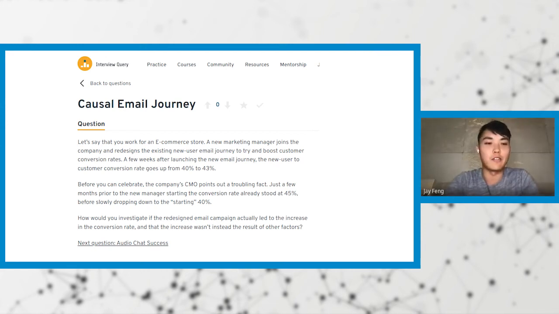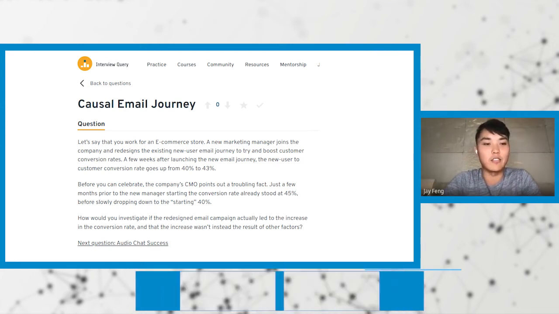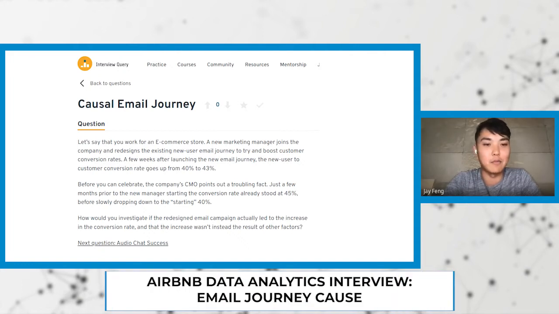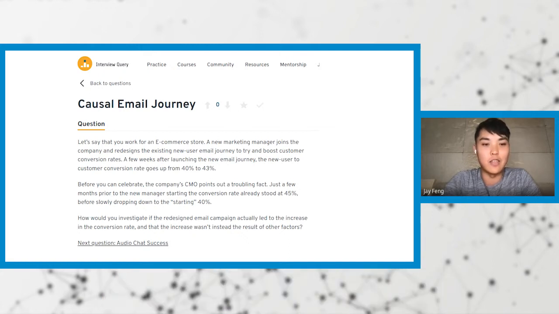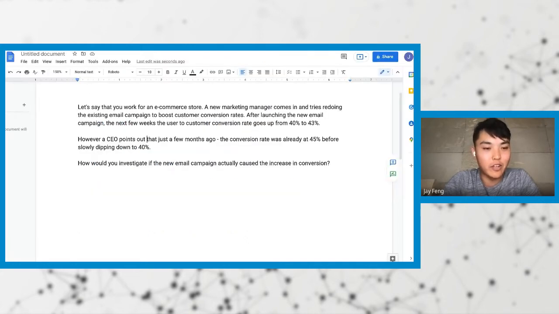So let's say that you work for an e-commerce company. A new marketing manager comes in and tries redoing the existing email campaign to boost customer conversion rates. After launching the new email journey, in the next few weeks, the user-to-customer conversion rate goes up from 40% to 43%.